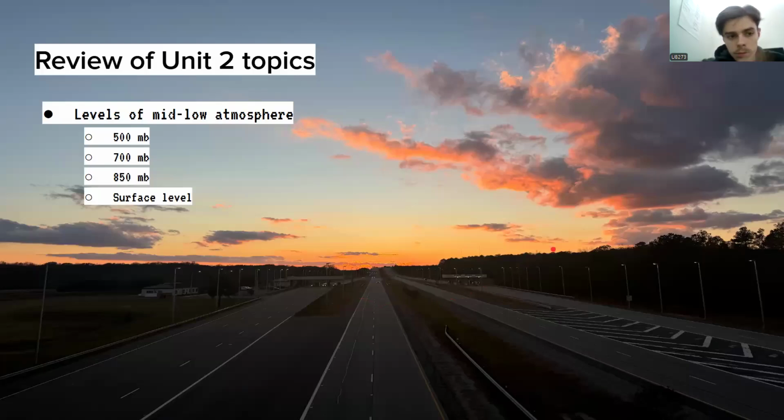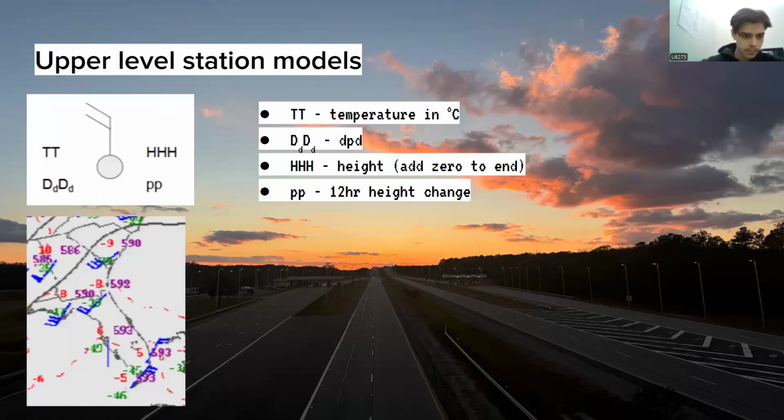So we're going to be talking about the 500 millibar level, the 700 millibar level, the 850 millibar level, and the surface level. Those are the four. We're not going to talk about the upper level, but I do have a video on that if you want to know. Let's first review the station models that we have at the upper levels.